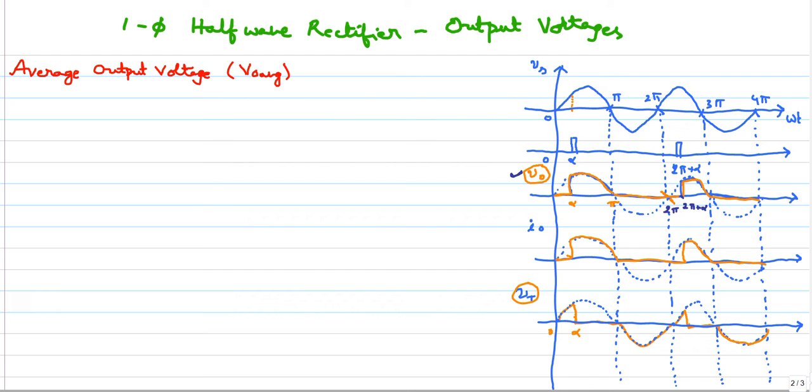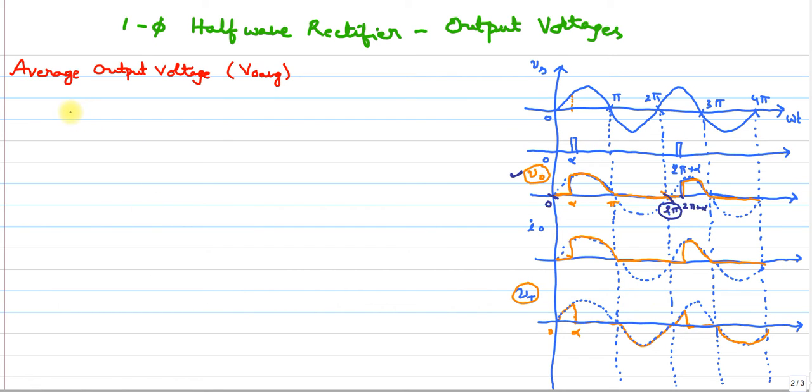So I can take the cycle here. If you observe cleanly, the waveform from 0 to 2 pi is repeating in this particular waveform. So I can say that the cycle is from 0 to 2 pi and the time period is 2 pi. Now I can go ahead with the calculation of the average output voltage.